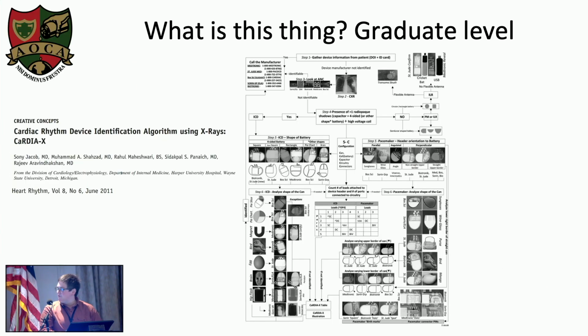This is kind of a busy slide, but it's just to illustrate that there's a lot of ways we can tell specifically what the device is if needed, just by the characteristics of the generator can. This is an article you can reference if you're interested, but they all have unique shapes and radiographic markers, so you can tell which company it's from if you need to.